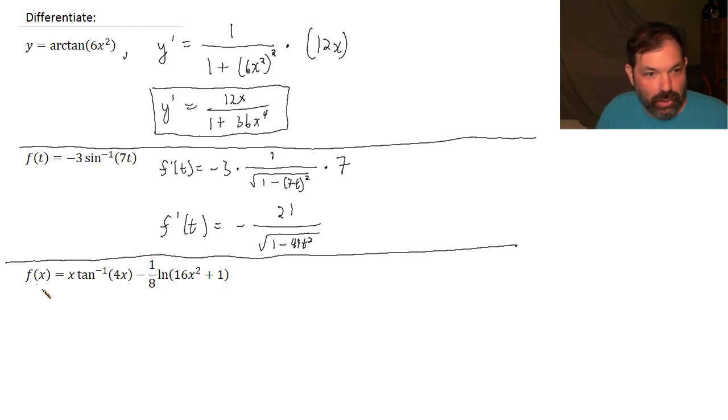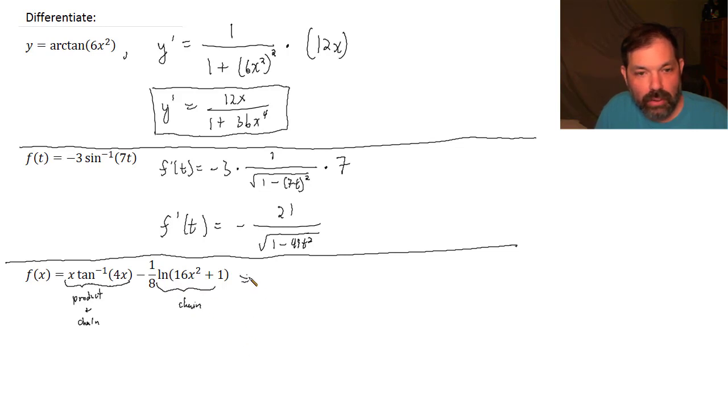Alright, second exercise here. I've got f of x is x times the arctangent of 4x minus 1/8 times the natural log of 16x squared plus 1. So we have a couple things we have to do here. First, the first term is x times tangent inverse of 4x. So here I'm going to have to use a product rule. And then within that product, in calculating the derivative of the arctangent function, I'm going to have to use a chain rule. For the second term, this minus 1/8 natural log of 16x squared plus 1, here I'm going to have to use a chain rule.